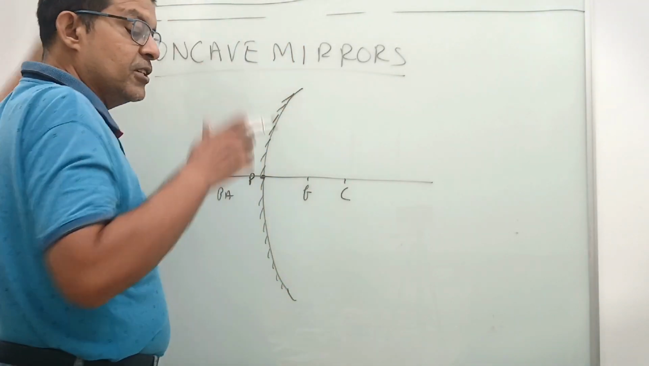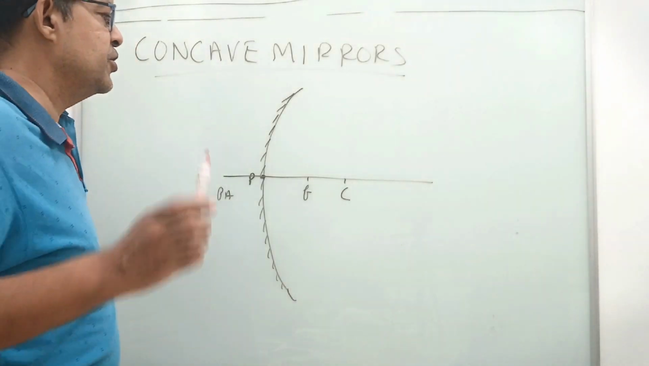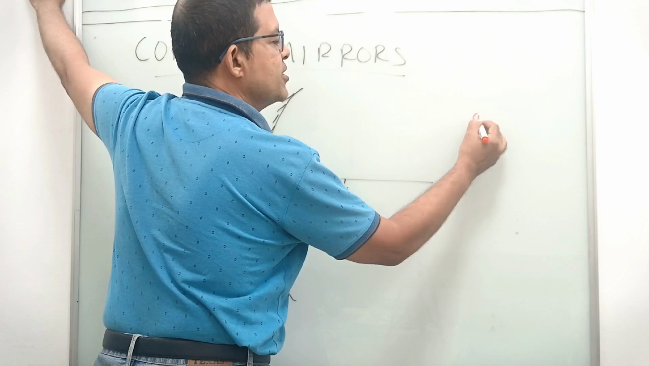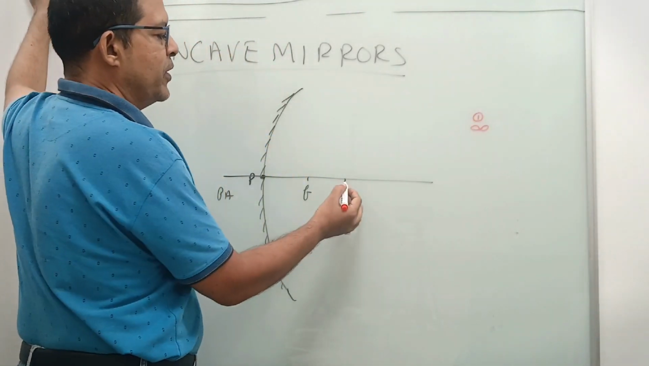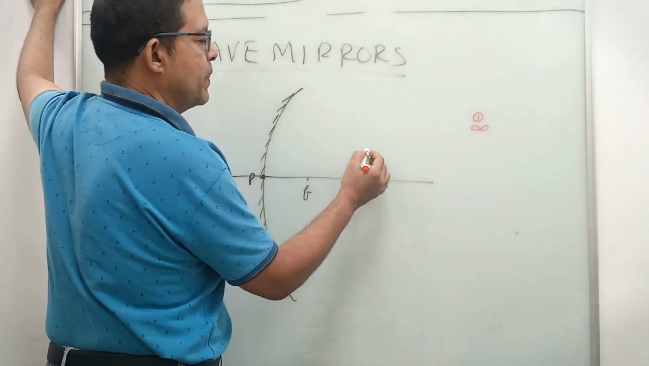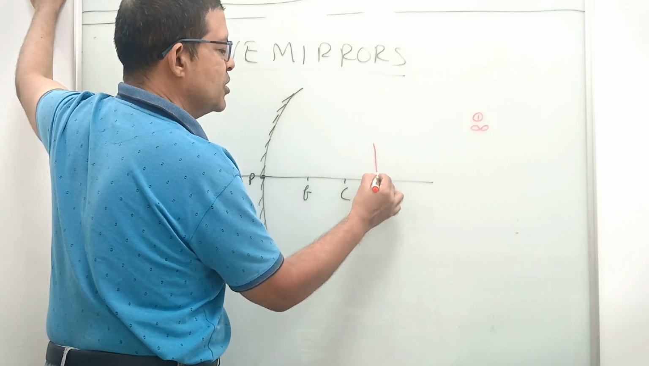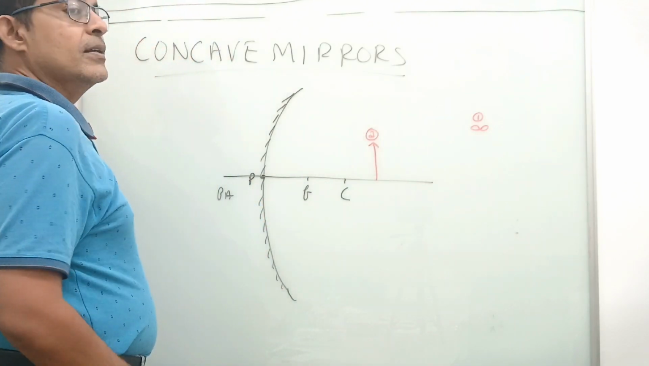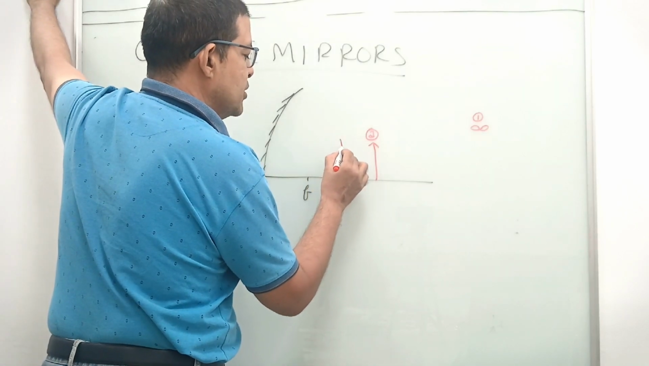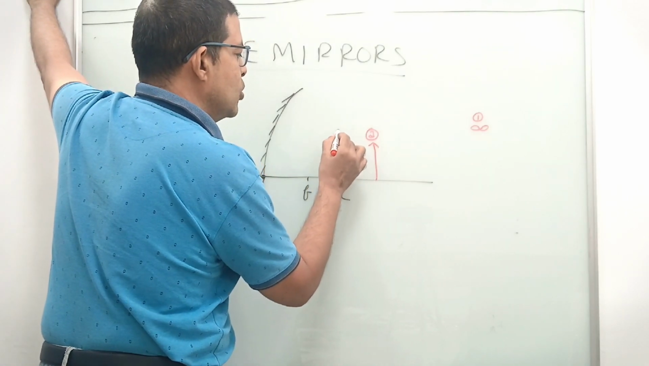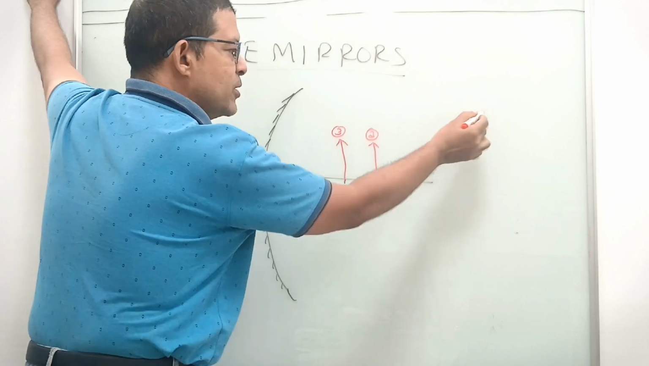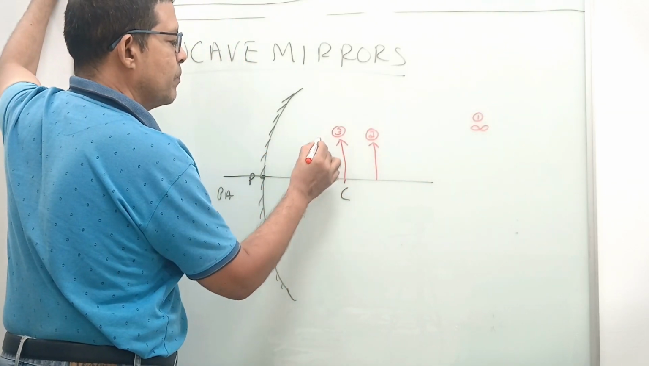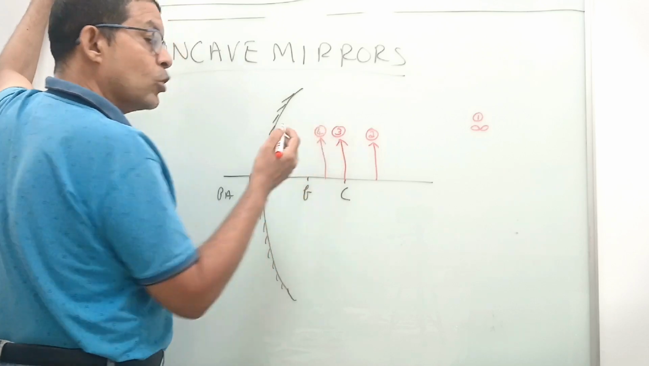And now let us consider my object, which is in red color. The object can be at infinity. This is the first case. The object can be very close to the center. This is the second case. The object comes here. This is the second case. The third case, if the object comes here, obviously the objects are all of the same size. Then the object comes here. This is the fourth possibility.